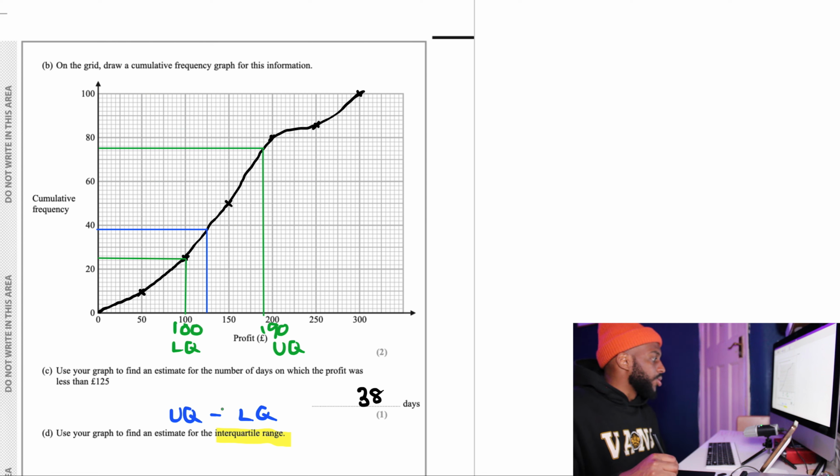So remember, upper quartile minus lower quartile is our interquartile range. So 190 minus 100 gives us 90. So our interquartile range is 90.